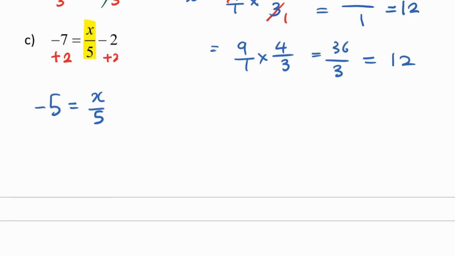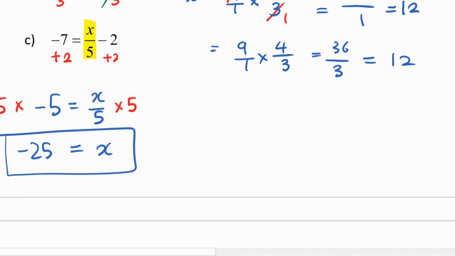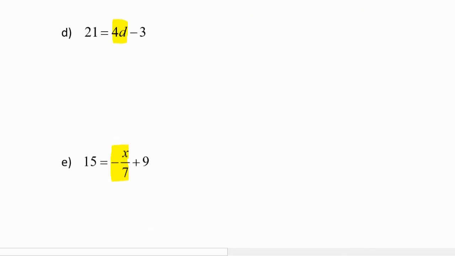And what we do is we're going to multiply by 5, multiply by 5, because you remember this? Division bar is same as division. Then the answer will be negative 25 equals x. So the answer is negative 25.